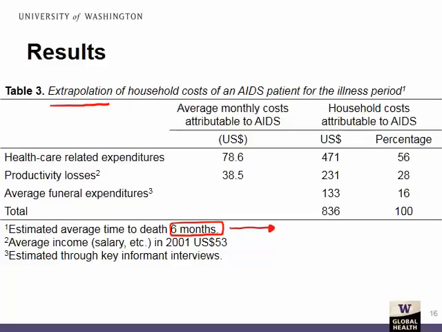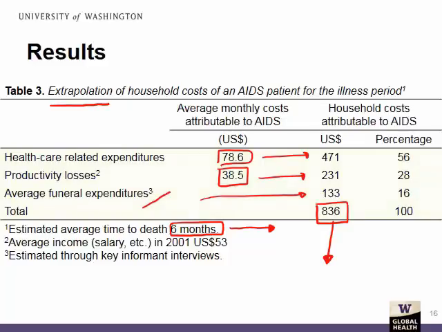ARVs were widely available. So this is the monthly cost, about $80 for healthcare related expenditures and $40 for productivity losses. If you multiply by 6, you get $471 and $231. And then they did key informant interviews to calculate the average funeral expenditure, one-time cost, so $133 in funeral expenditures. And the total household cost attributable to HIV at the time was $836. So this is the total attributable household cost attributable to HIV.